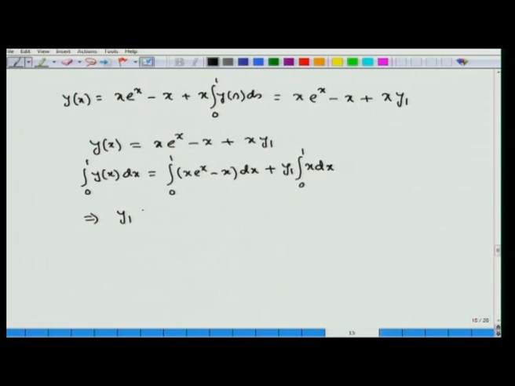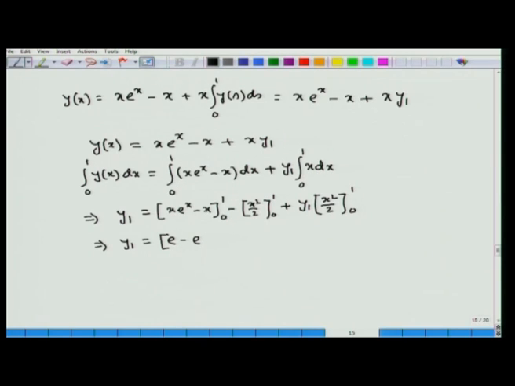So, this y 1 is equal to, after integration, x e to the power x minus x limit from 0 to 1, then minus x square by 2 limit 0 to 1, plus y 1 x square by 2 limit 0 to 1. So, from here we will be having y 1 equal to e minus e, these two things are coming from the upper limit, then minus x e to the power x at x equal to 0 is 0.